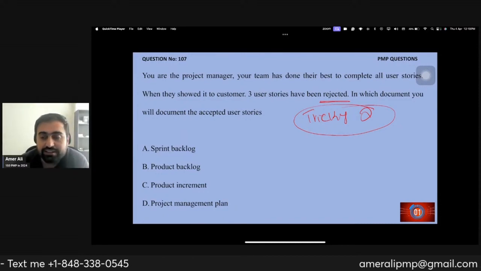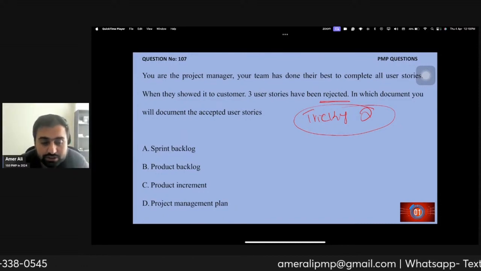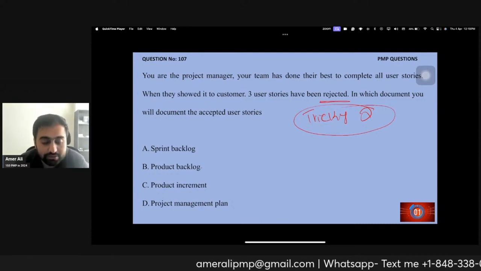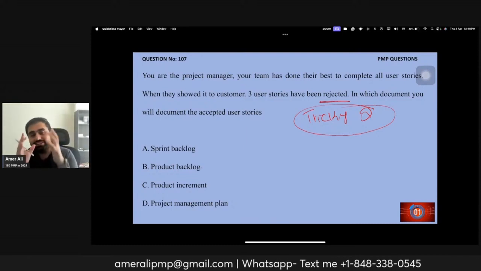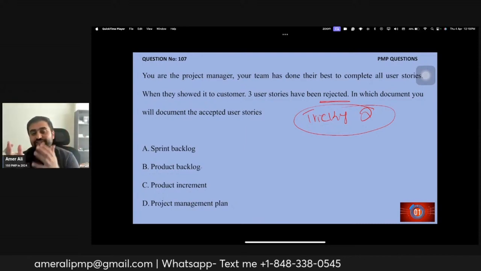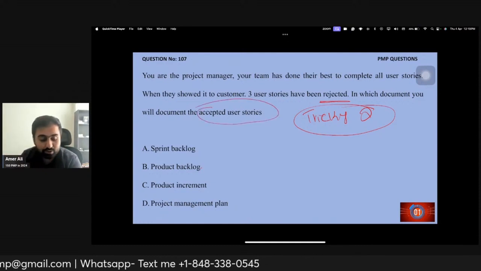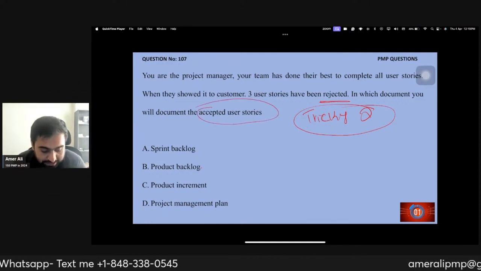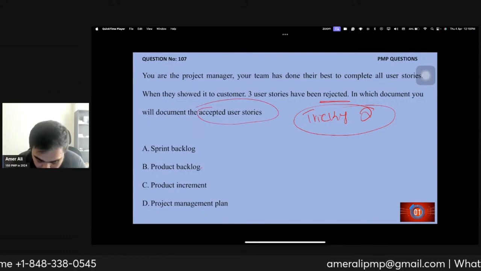It looks like the question is asking about the rejected user stories. The rejected user stories go to the product backlog, but that is not what the question is asking. The question is asking about accepted user stories, and accepted user stories go into the product increment.